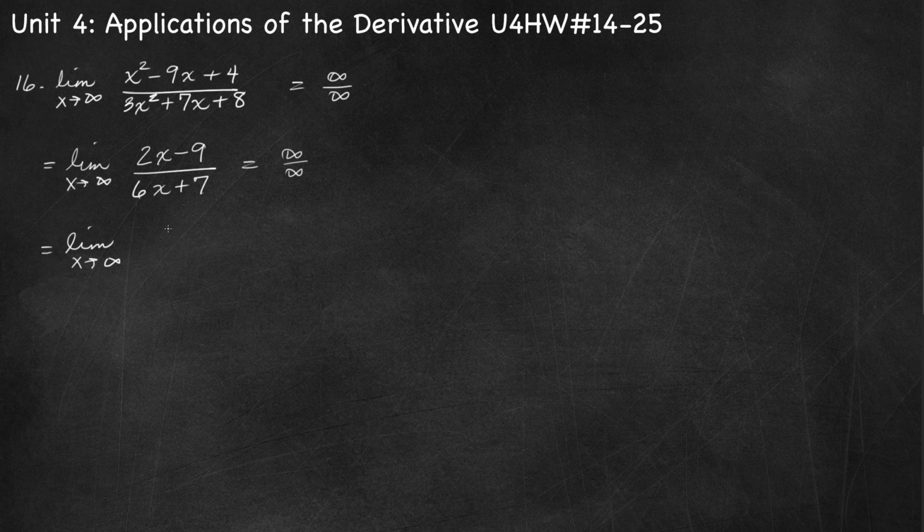Derivative of 2x minus 9 is 2. Derivative of 6x plus 7 is 6. And 2 over 6 is 1/3. So our limit is equal to 1/3.